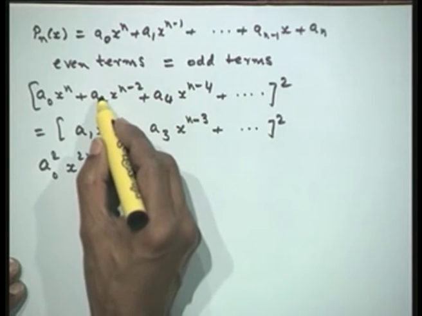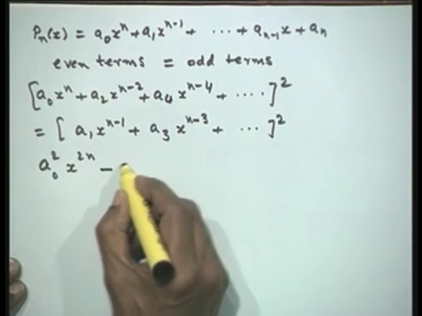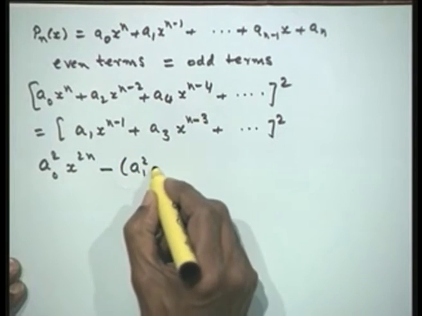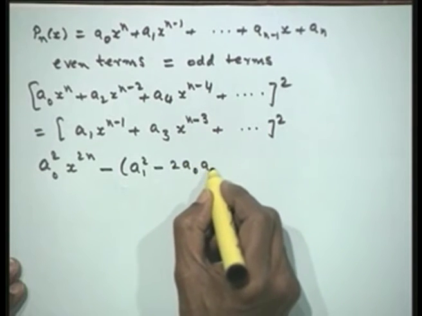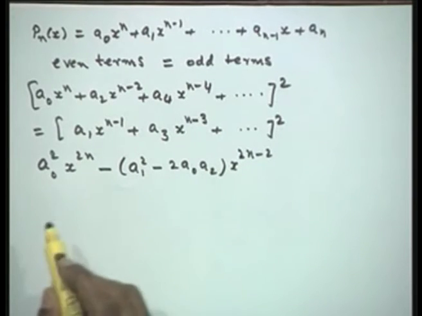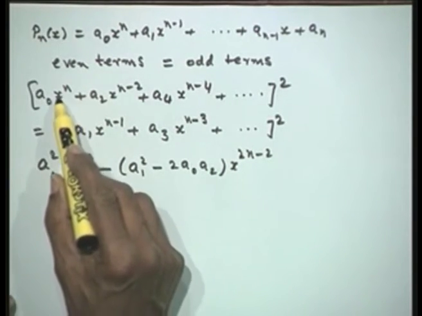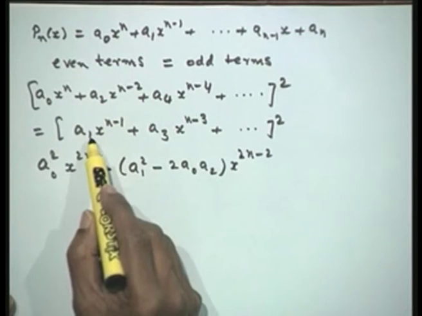That means I will have here on the left hand side 2 times a naught a2, and from the right hand side I will have minus a1 square. So what I will therefore have is a1 square minus twice a naught a2, x to the power of 2n minus 2. I am collecting the coefficient of x to the power of 2n minus 2 on both sides, so the contribution will come only from these two from the left and this from the right.